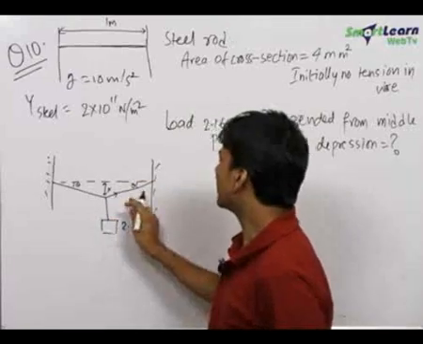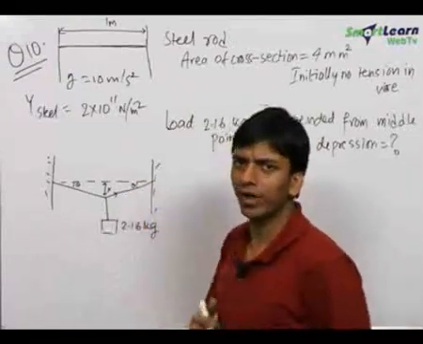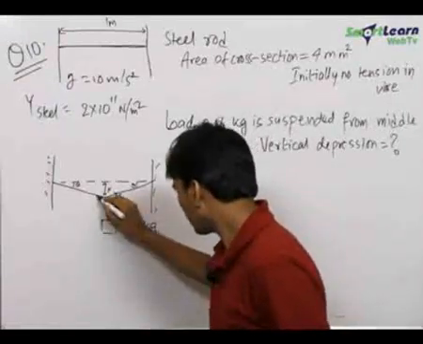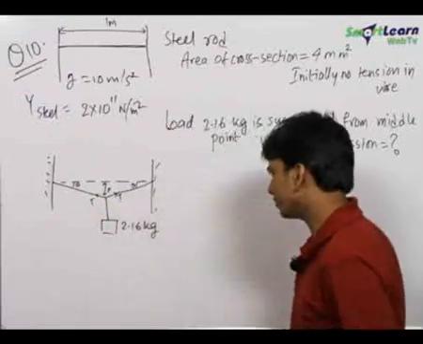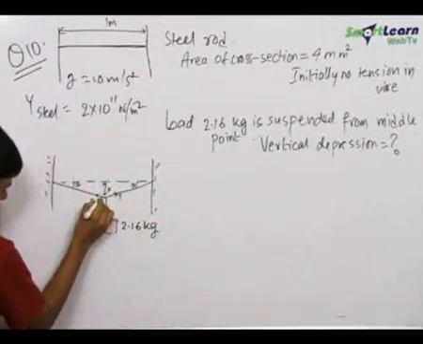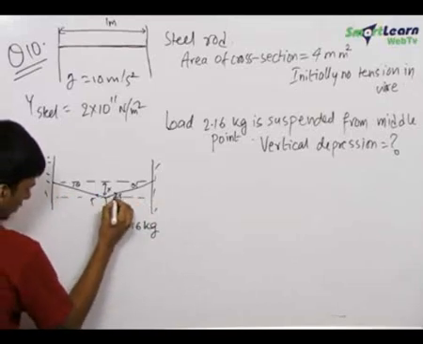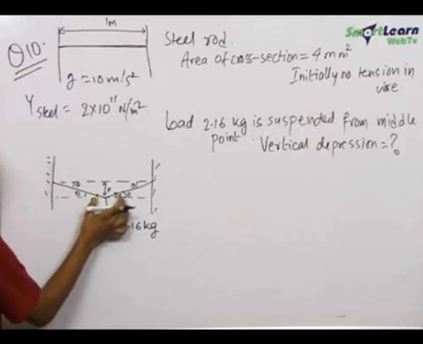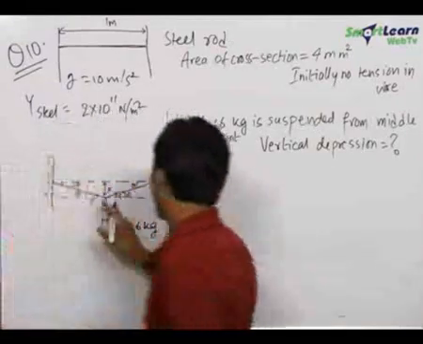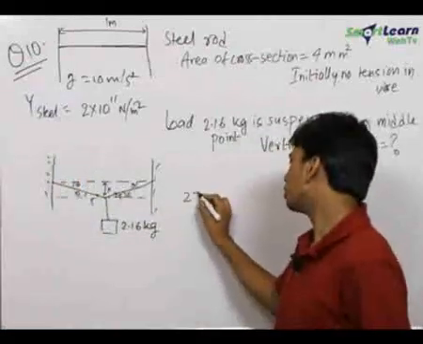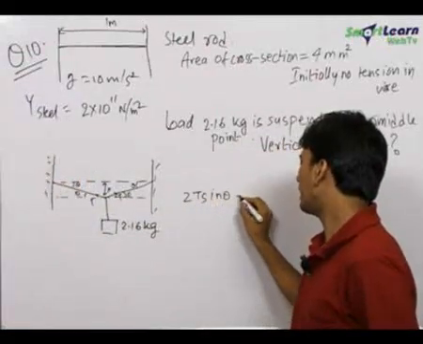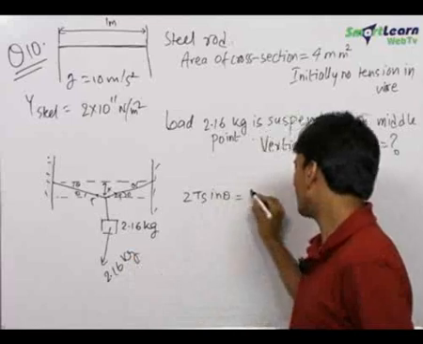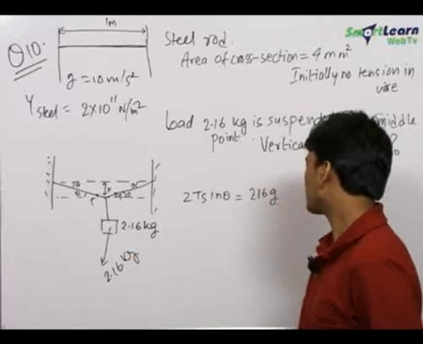We need to find out the tensions in the wire so that we can find out the stress and therefore the strain. Let this be equal to T. On this side also this will be equal to T. This angle comes out to be theta again. Even this is theta. The horizontal components of these two T cancel and the vertical components of these two forces add up to give 2T sin theta, and that is balanced by the weight of this 2.16 kg mass, that is equal to 2.16 into g.